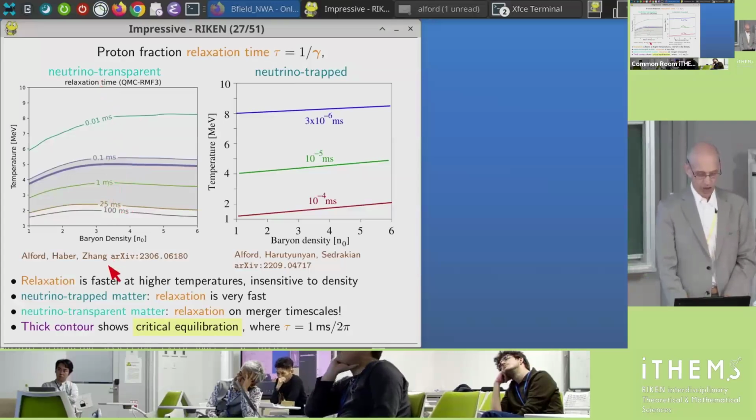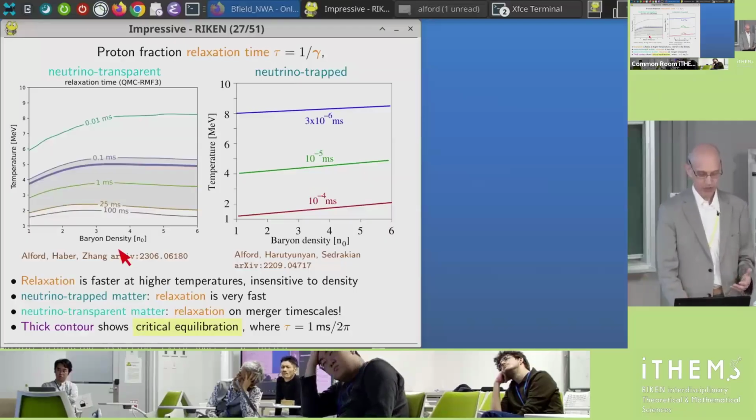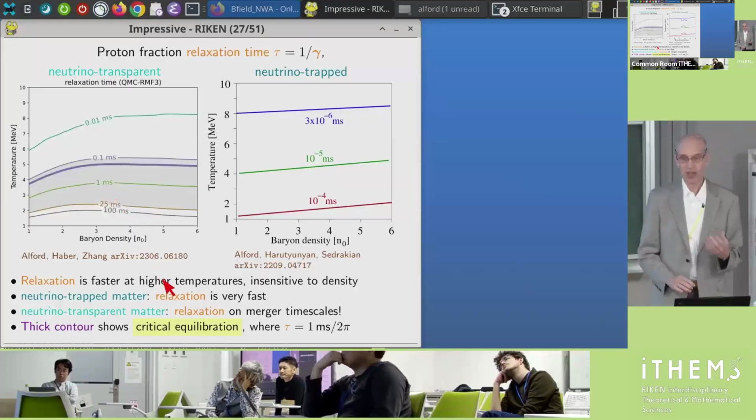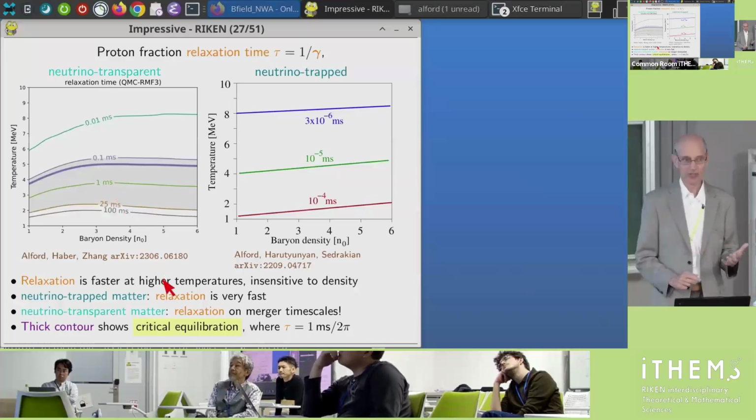If you compare the two plots, neutrino trapped regime versus neutrino transparent regime, you see that in neutrino trapped matter, the relaxation is very fast. It's a fraction of a millisecond. In the neutrino transparent regime, on the other hand, we get relaxation timescales of 25 milliseconds, 1 millisecond, that are comparable to the timescales that we saw for those oscillations. They're comparable to that oscillation frequency.